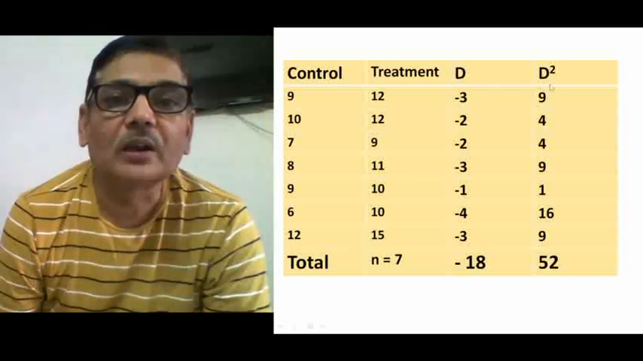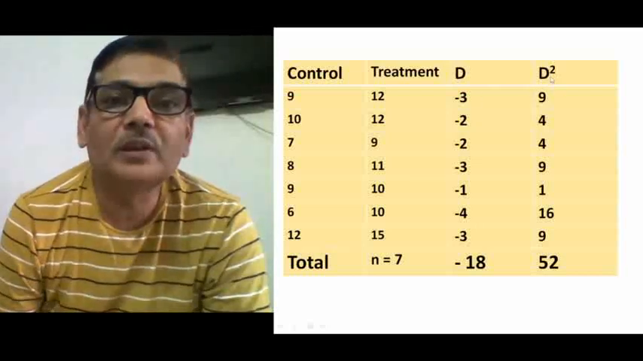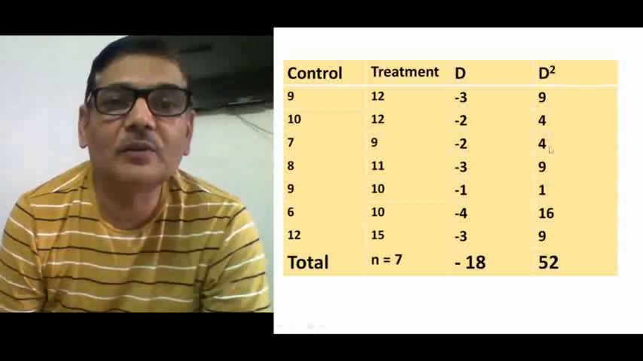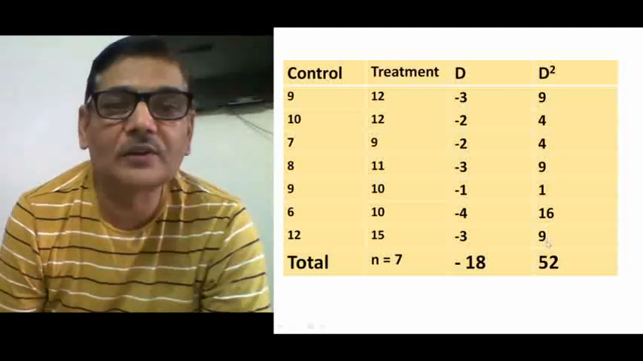Then in the fourth column, you would be depicting D square. That is, individual D values will be squared. So -3, it will be squared, it will come 9. Then -2 is squared, it has come 4. Likewise, you will be squaring all these cases, and final sum of D square, that has come 52.